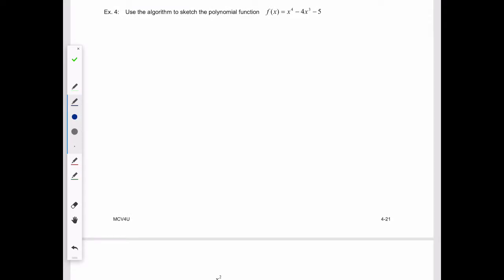Example number 4 says use the algorithm to sketch the polynomial function. So it tells me I should get the algorithm so I know what I'm talking about. Just give me a sec. And there it is. So the algorithm is asking for domain and range.